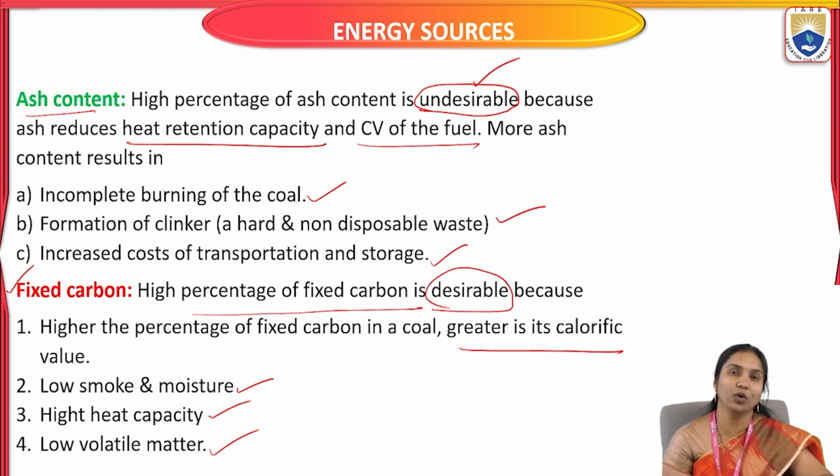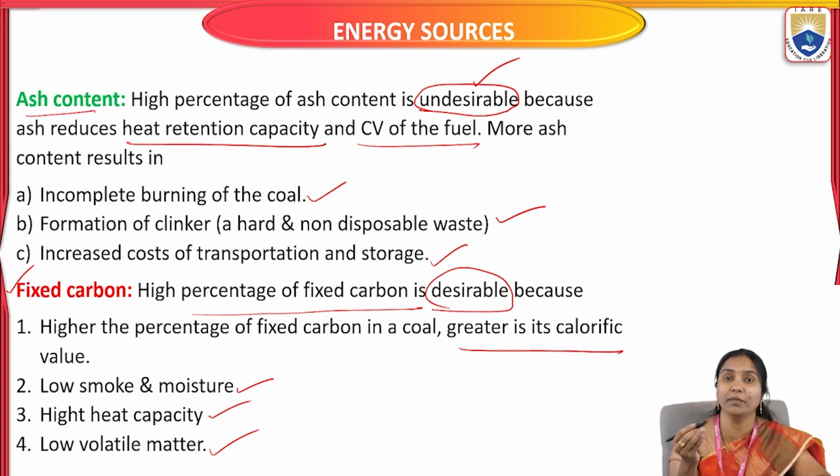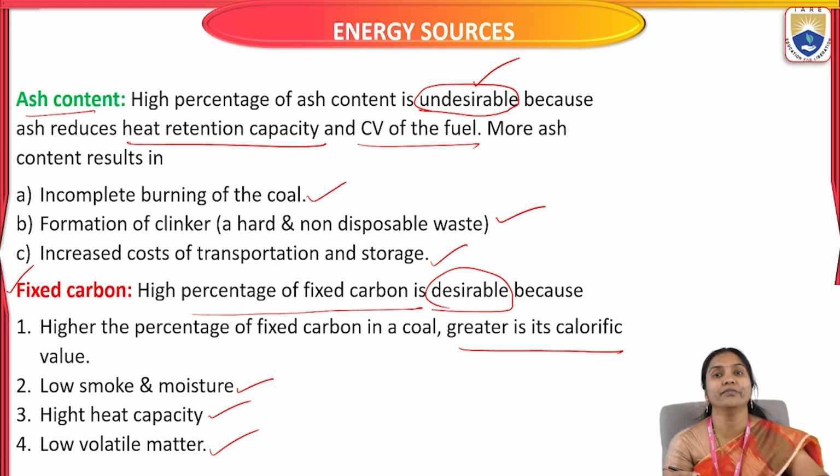So good coal always contains a low percentage of moisture content, low percentage of volatile matter, low percentage of ash content, and a high percentage of fixed carbon. Because if carbon percentage increases, it increases the calorific value. If the volatile matter, moisture content, and ash percentage increase in the fuel, it reduces the calorific value. It requires more heat energy. It does not support the burning. It produces more smoke. So that's why good fuel always contains a low percentage of moisture content, volatile matter, ash content, and a high percentage of fixed carbon.